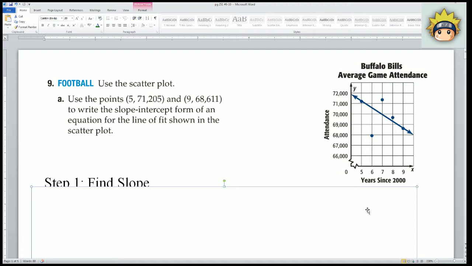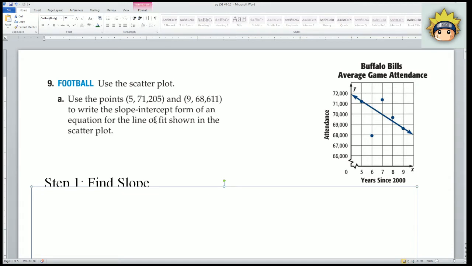And it says, A, use the point (5, 71,205) and (9, 68,611) to write the slope-intercept form of an equation for the line of fit shown in the scatter plot. Here, I want you to understand that this is x, then this is y. This is x and this is y.